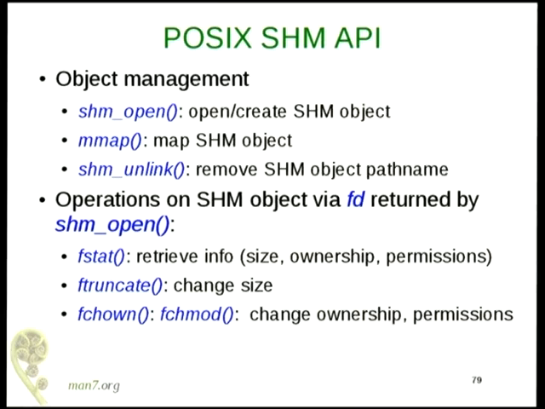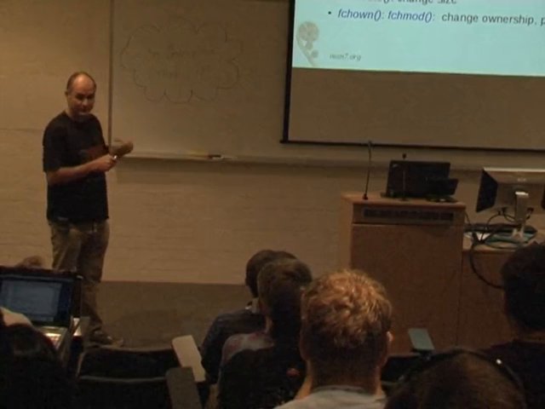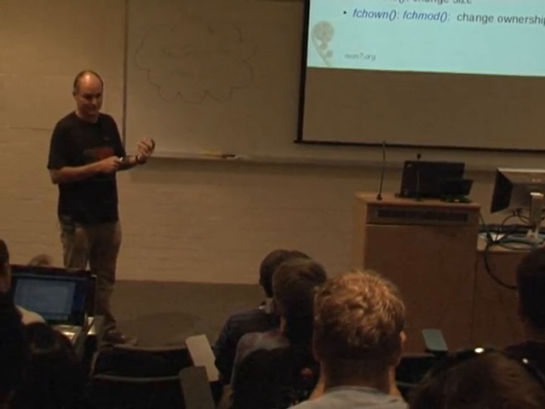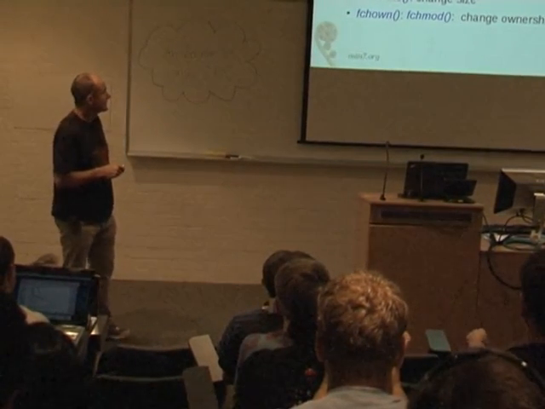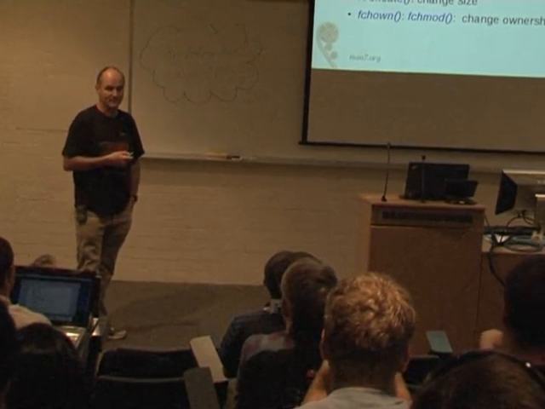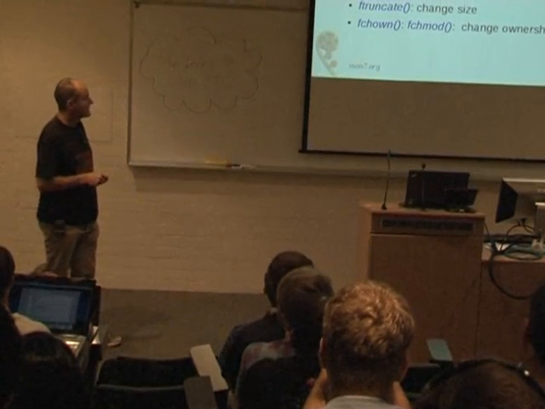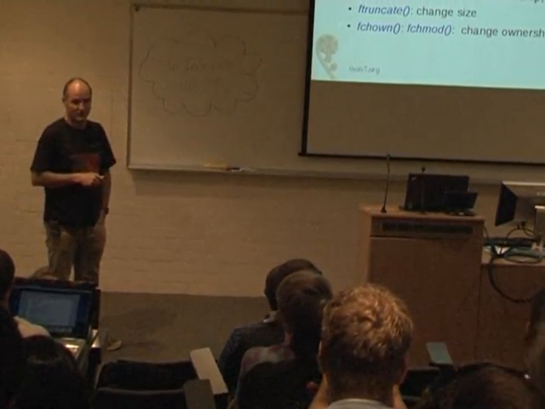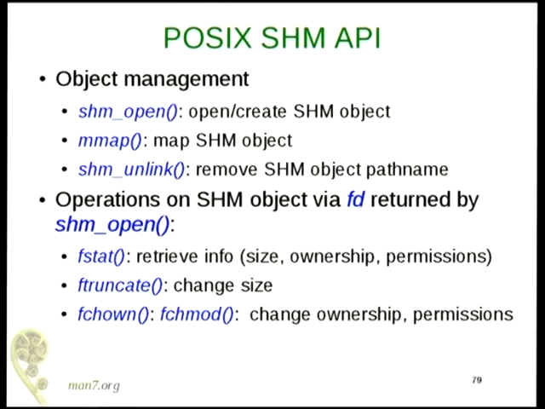fstat allows you to find out the size of a shared memory object. fstat is the general purpose system call for getting the attributes of a file. You can apply fstat to the file descriptor that you get back from shared memory open to find out the size of an existing object. ftruncate, again, you can apply to this file descriptor to change the size of the mapping. And you can change the ownership and the permissions on a shared memory object as well.